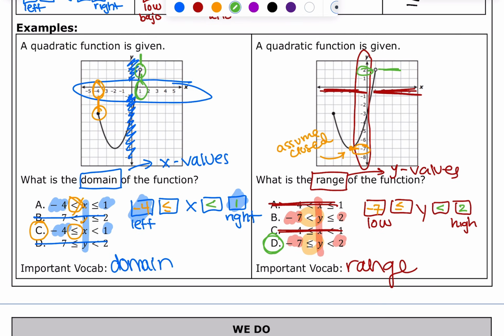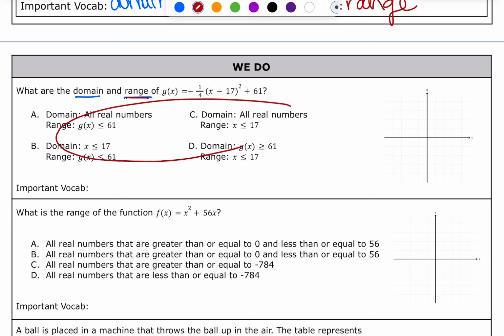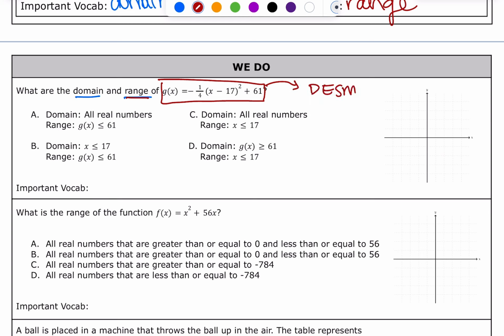This is just a refresher. This is not what we're doing. We're applying domain and range again today. So the first one says, what are the domain and range of g(x) equals -1/4(x minus 17)^2 plus 61? So I have all these answers. I need to put this somewhere to make a picture. So we are going to throw it in Desmos.